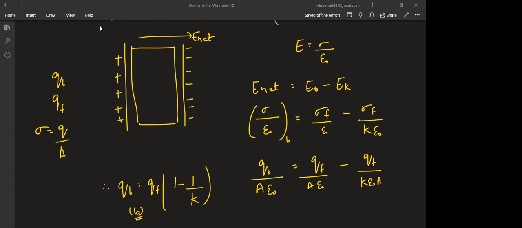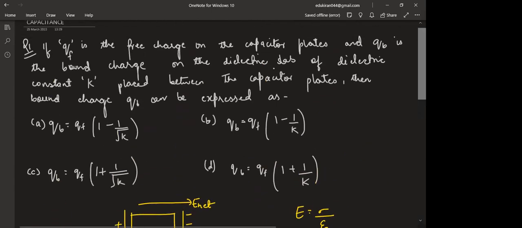Ma'am, why do we say that E net is due to the bound charge? The E net is due to the bound charge because the question says Q_F is the free charge on the capacitor plates and Q_B is the bound charge on the dielectric slab of dielectric constant K that is placed between the capacitor plates, right? So if I tell you the net electric field E naught is sigma_F, the free charge divided by epsilon naught. When I talk about K, the dielectric constant, that will be sigma by K epsilon naught.